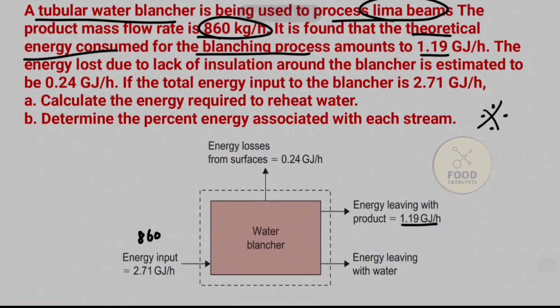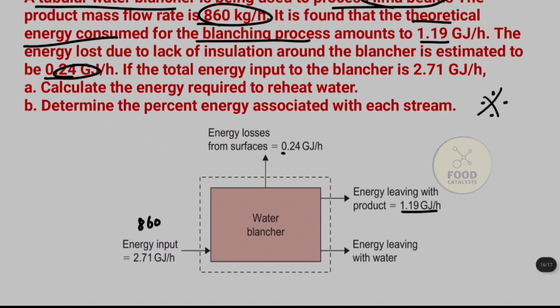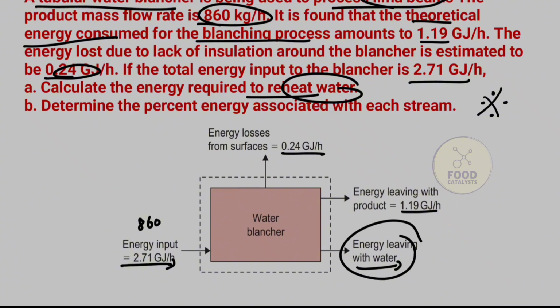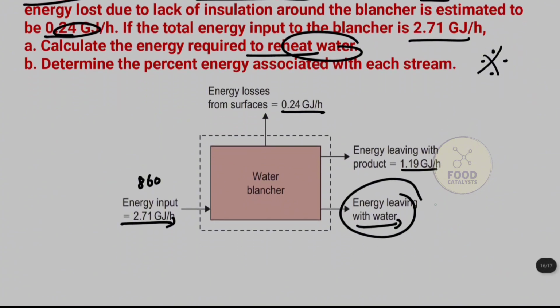Okay, the energy coming with the product, and the energy lost is 0.24. So energy lost is 0.24, and the total energy input to the blancher, which means the total energy we are giving, is 2.71. Now you have certain values. You need to know how to calculate the energy required to reheat the water, which means the water is also leaving with some energy. You don't know the energy, so let's call that energy x.